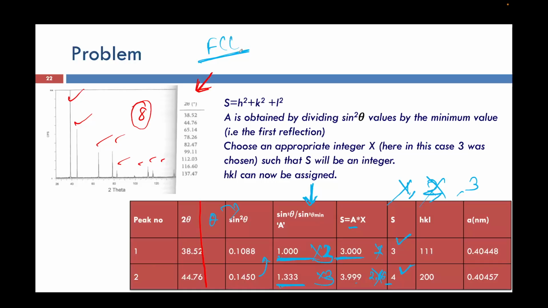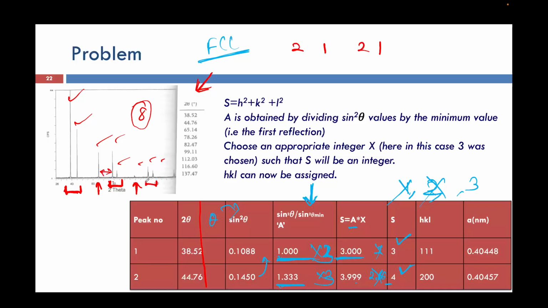And how do you know that this is an FCC crystal without even calculating? The X-ray diffractogram of an FCC crystal will always come in a 2-1-2-1 pair pattern. Here you can see these 2 peaks are almost together, then this 1 peak is there, then these 2 peaks are together. The distance between these 2 peaks is not the same as the distance between the other 2 peaks. So these 2 are together, then again one small peak is there.